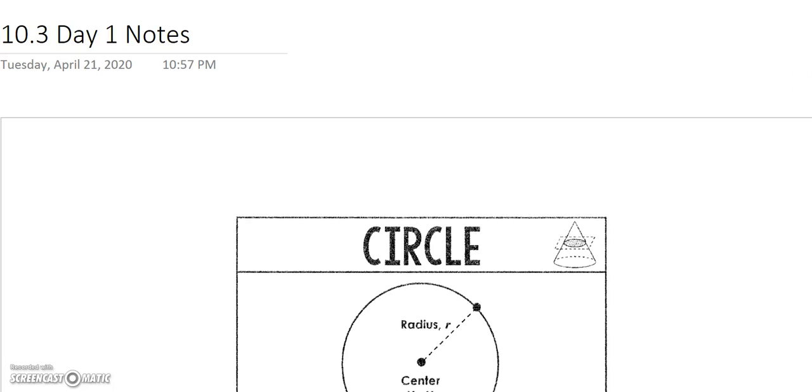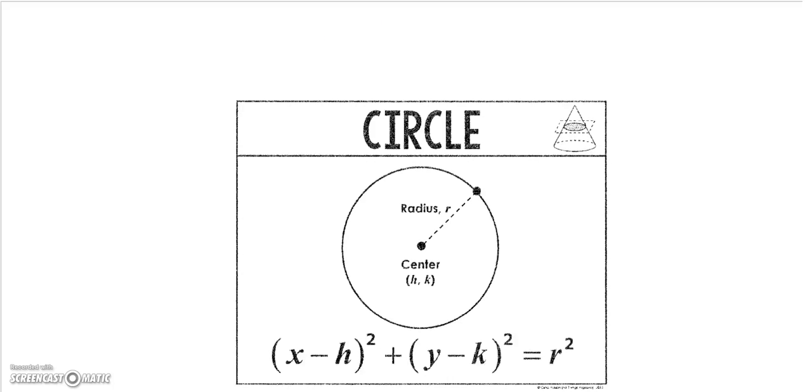Today we're going to talk about our first day of chapter 10. 10.3 is the section we lead off with, and chapter 10 is called Conic Sections. Okay, this conic comes from cone, so we're talking about sections of a cone. And I'll post a video that shows you different ways that we can slice a cone so that it forms these different figures. The first one we talk about today is a circle.